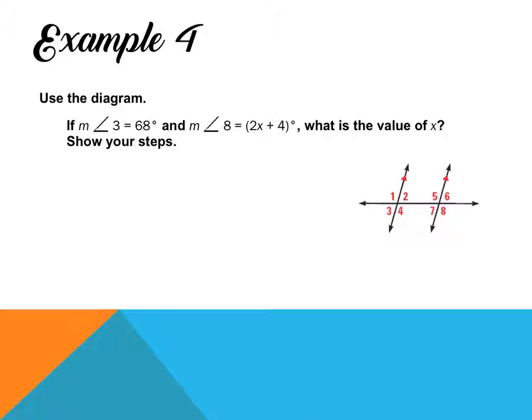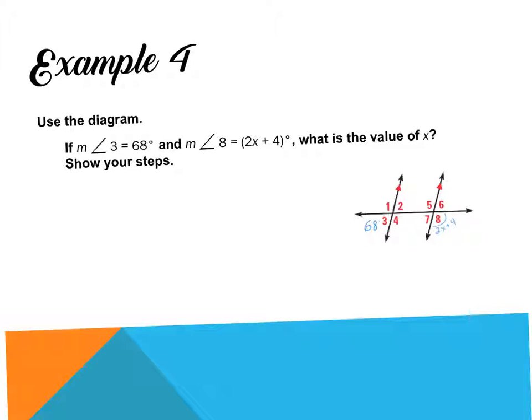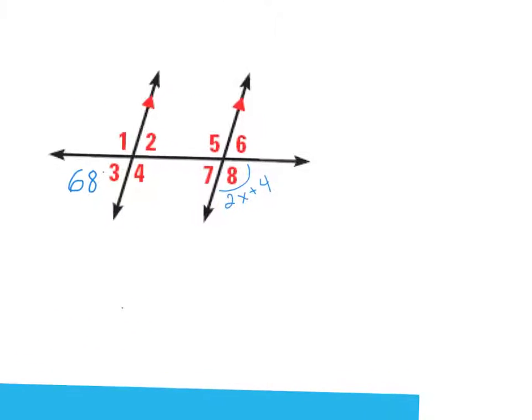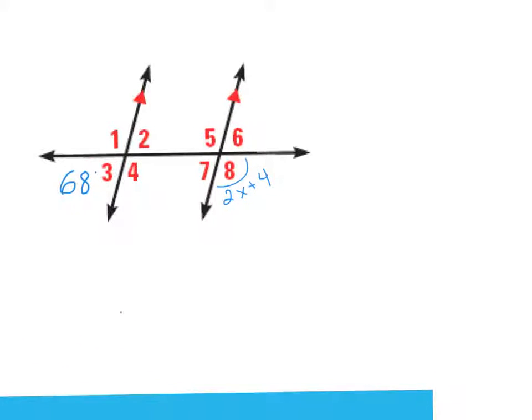All right, last one. It kind of puts the two things together. You've got a little bit of algebra. Go ahead and find the value of x and then show your steps. All right, so I labeled what they gave me. Angle 3 was 68, and angle 8 is 2x plus 4. Now, there's a lot of different ways to do this, okay? I'm going to walk through one possibility.